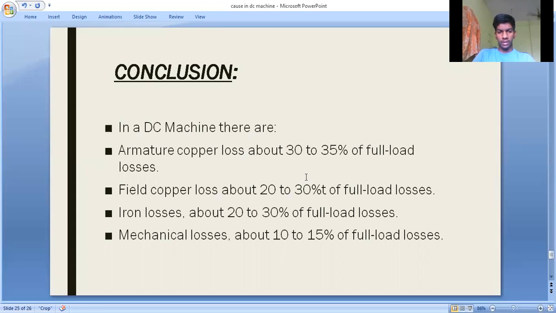In a DC machine, armature copper losses are about 30 to 35% of full load losses. Field copper losses are about 20 to 30% of full load losses. Iron losses are about 20 to 30% of full load losses. Mechanical losses are about 10 to 15% of full load losses.